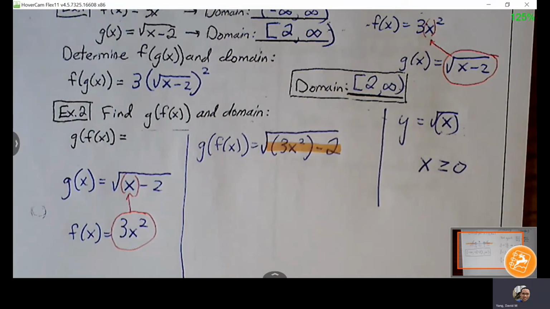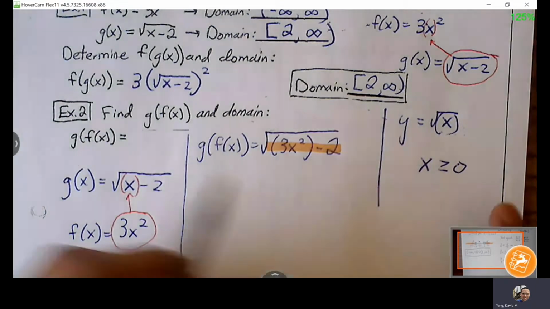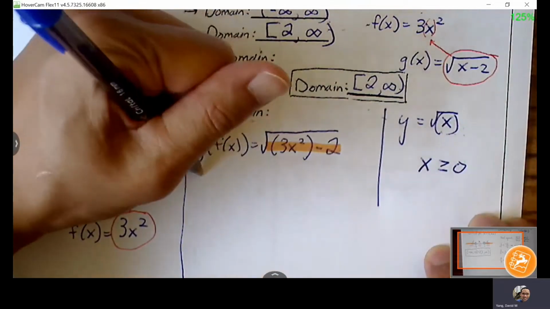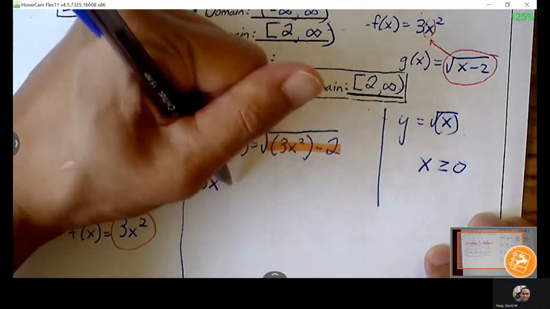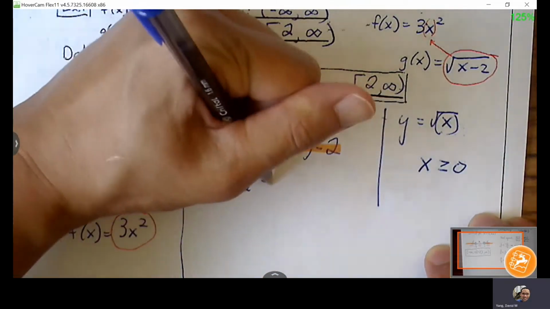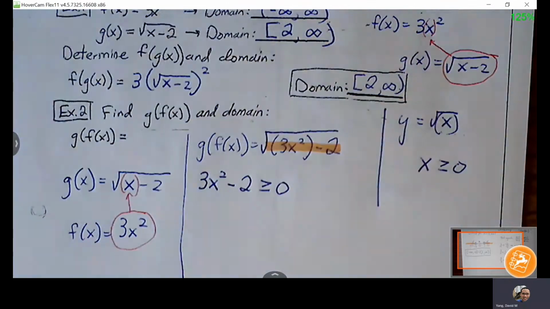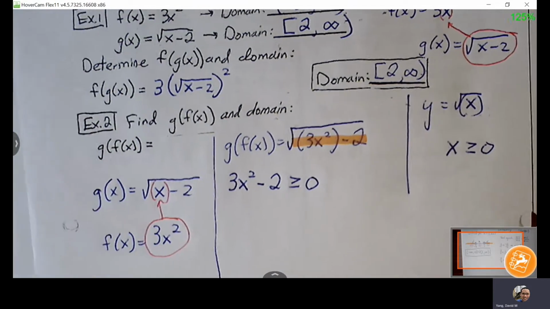Otherwise, if that expression produces a negative number, then it can't be part of our graph. It's just not going to show up. So we know that this expression must fulfill this condition, because that's just the natural restriction because of the square root.